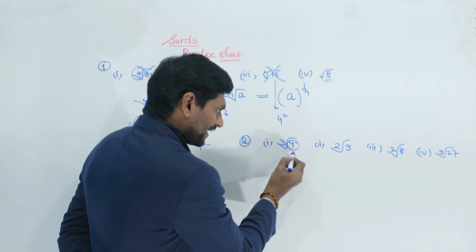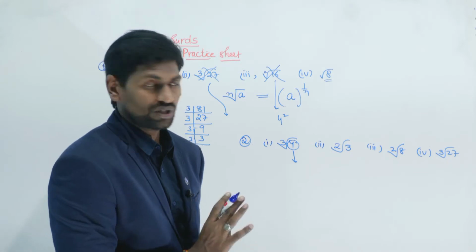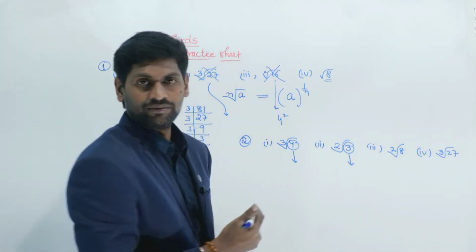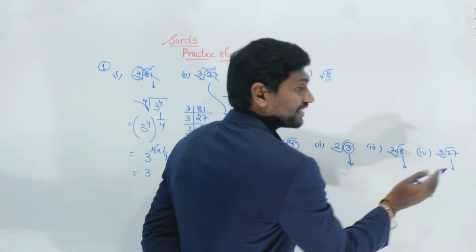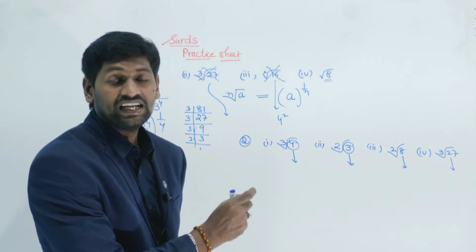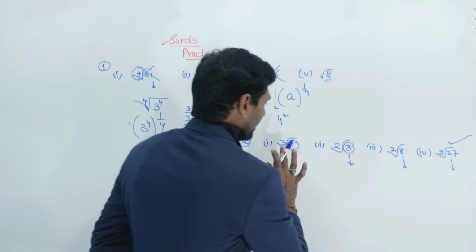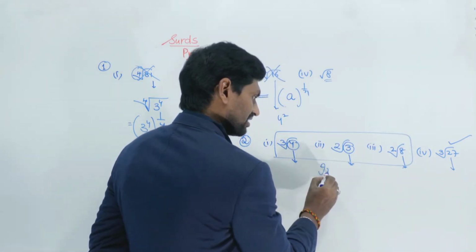4 cannot be expressed as a power of 3, and 3 also cannot be expressed. 3 is not a square number. 8 is also not a square number. 27 is a cube number. Order 3 as well as 27 is a cube number. So this is a rational number. The remaining are all irrational numbers. The first 3 options are irrationals.